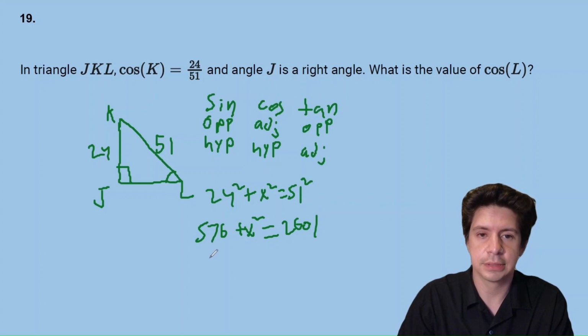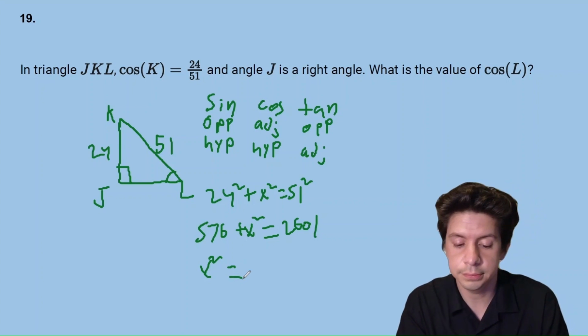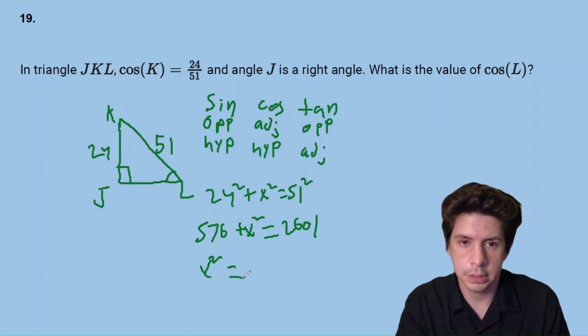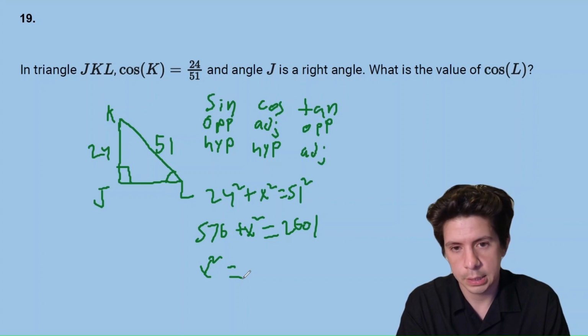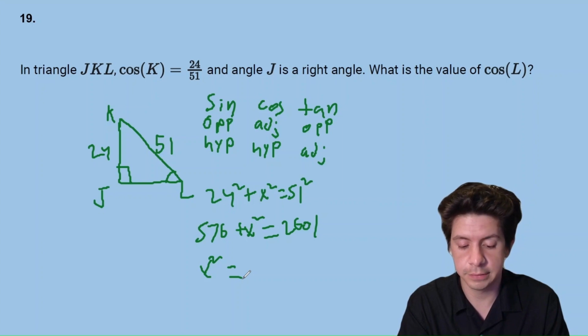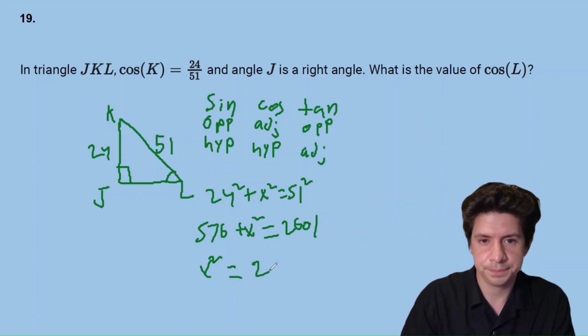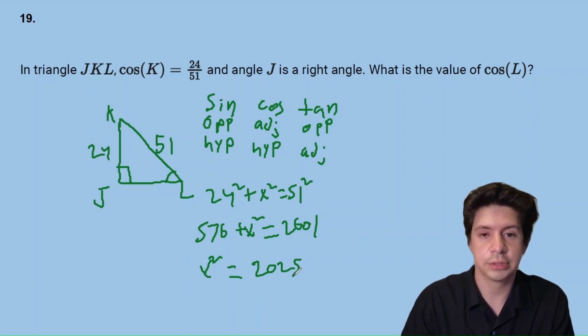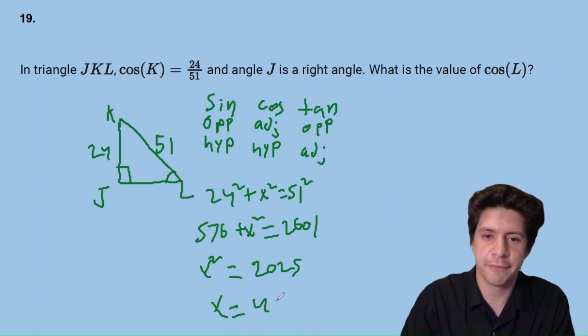right? And then we're going to subtract that, so we're going to get x squared equals 2601 minus 576, which is going to be 2025, right? So 2601 minus 576, whoops, 2025. Okay, and then the square root of 2025 is going to be... I did know, actually, it's going to be 45. So that is this value here.